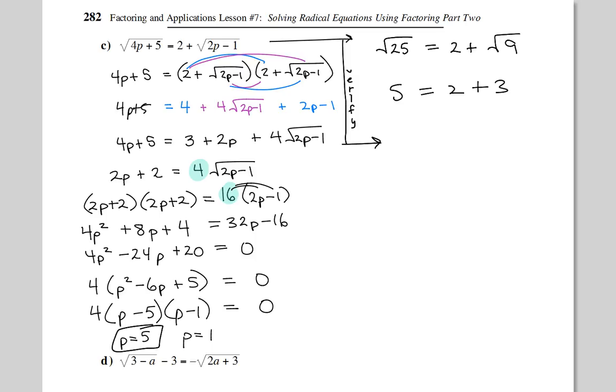Now checking 1. Plug in a 1, you get 4, so 4 plus 5 is 9. Plugging in a 1, I get 2 times 1 is 2, 2 minus 1 is 1, root 1. 3 equals 2 plus 1. They both work. Both are solutions. So the only reason why I get this question is because you have to verify, you have to plug back in, and it's just extra work. All right, so you have the rest of the block.